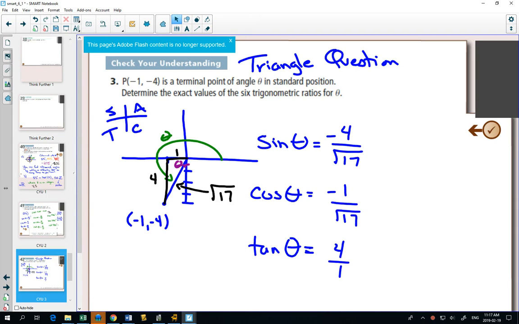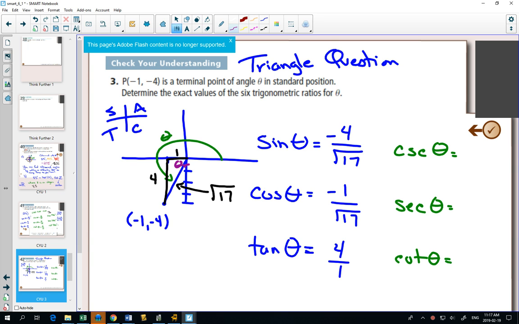I'm going to just do my reciprocals in a different color. Cosecant is the reciprocal of sine. Secant is the reciprocal of cos. And cotangent is the reciprocal of tan. And so when figuring out the ratios, we're not going to use a memory trick for it.